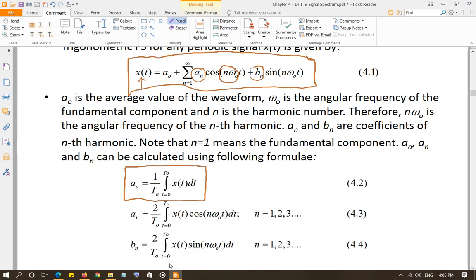So this is how we calculate a naught, an and bn, which once we calculate, we can substitute in the original trigonometric series expression, and then we will get the expression of that specific periodic function for which we are evaluating the Fourier series.